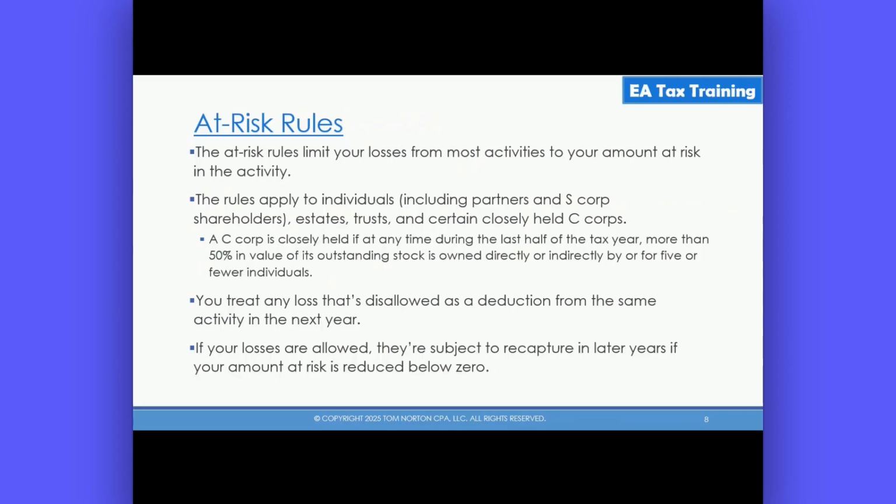The at-risk rules limit your losses for most activities to your amount at risk in the activity. In other words, you have to have put some sort of money or property into this activity that you could lose, or you have to have amounts that you haven't put in there yet, but maybe you've used those to guarantee a loan, and you could lose those amounts if the loan is not paid back. But you have to have real money or property at risk of loss in order to deduct any losses from that activity.